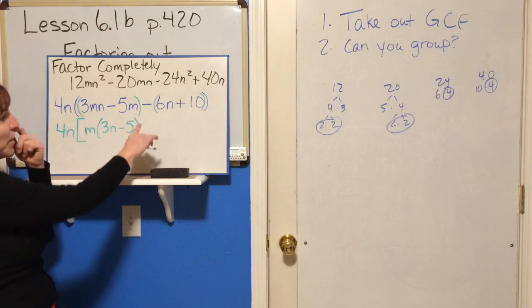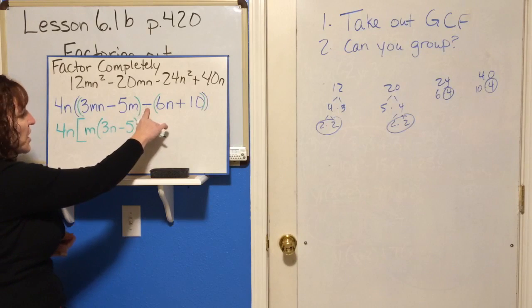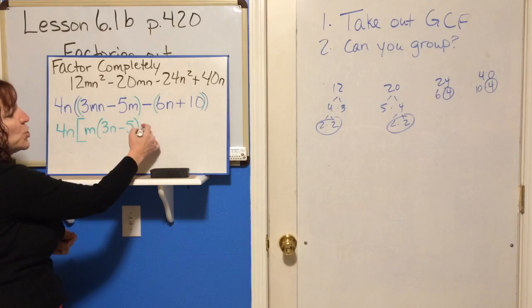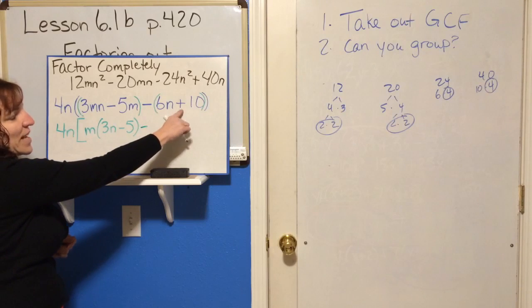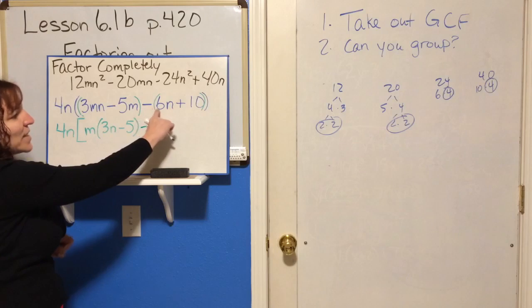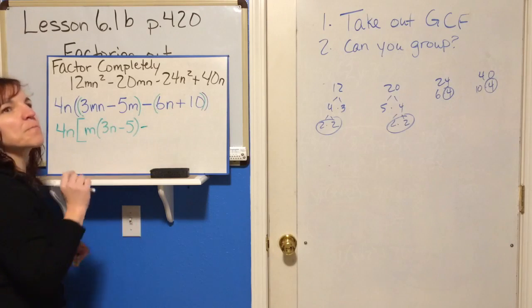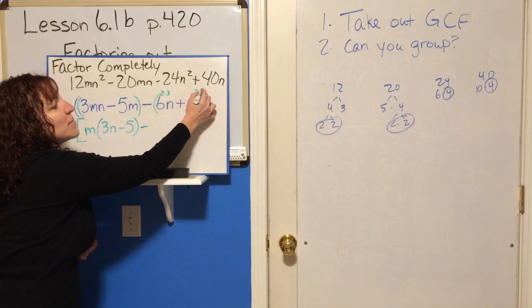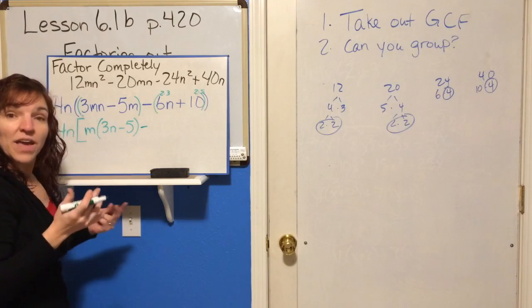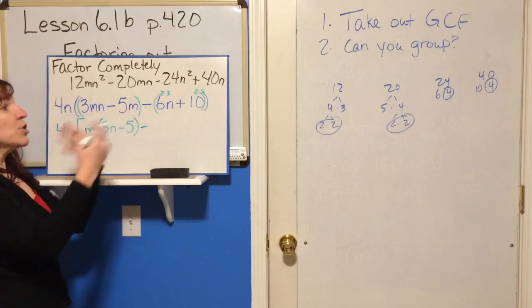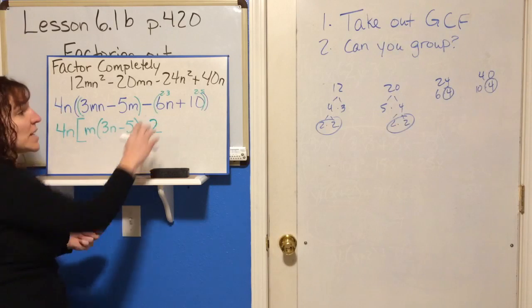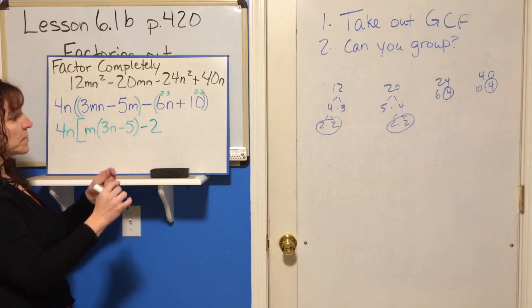Okay, now you got to be careful. There's a minus in front of here. Do we want to take out that minus? If we do, we got to make sure that we take it out here also. So minus 6 and 10, 2 times 3 is 6, and 2 times 5 is 10. So they have a 2 in common. So pull out a 2 of both. So we're going to pull out a negative 2 to keep that first term positive.